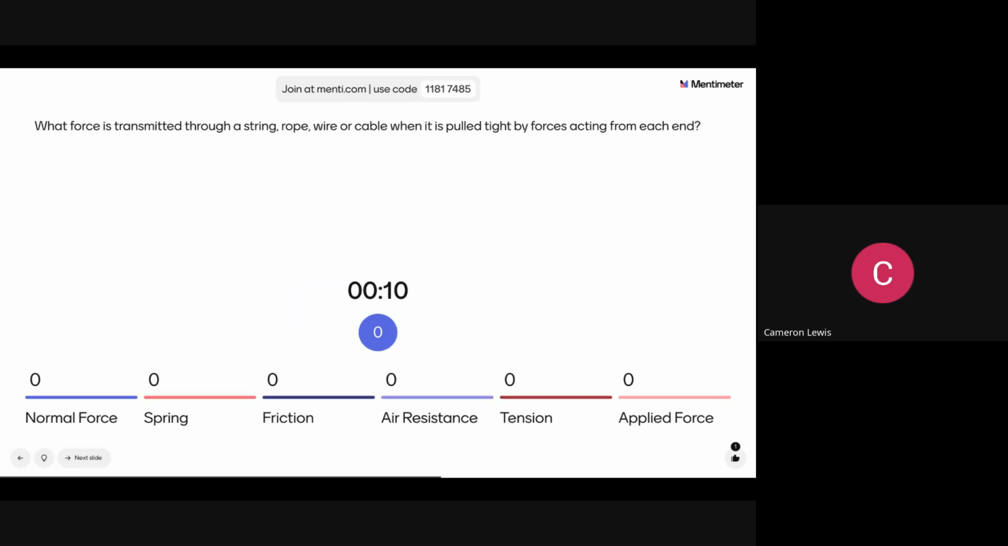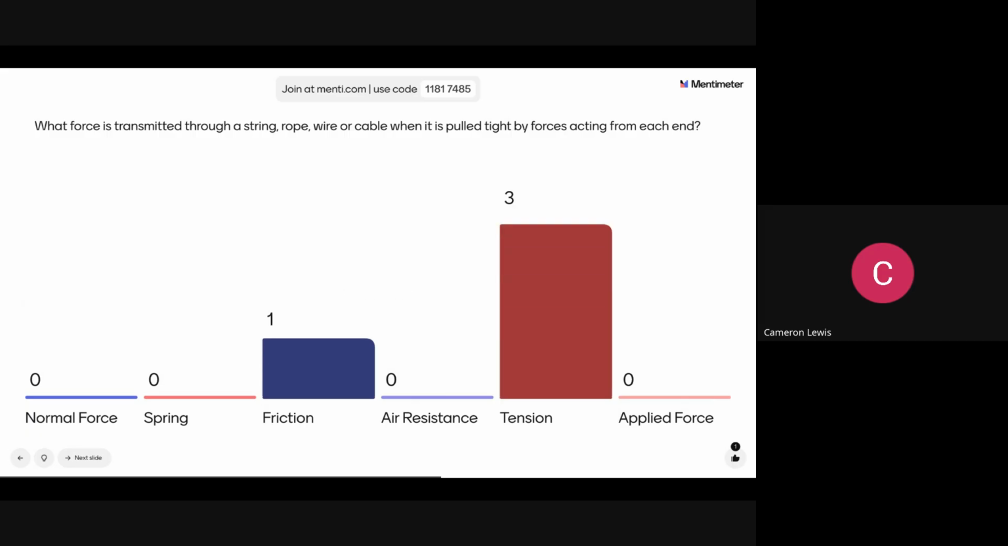What force is transmitted through a string, rope, wire, or cable when it's pulled tight by forces acting from each end? Tension. Good. Anytime we think about string, rope, wire, or cable, you should automatically think tension, because think about it: tension in the rope, tension in the string. You've heard that phrase before. That's literally the tension force.